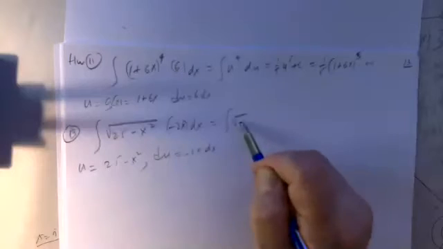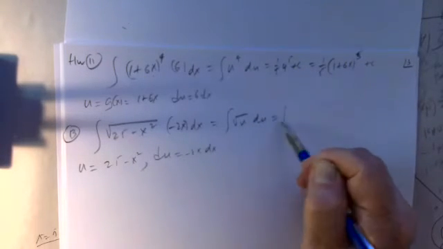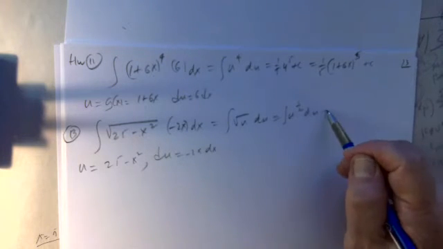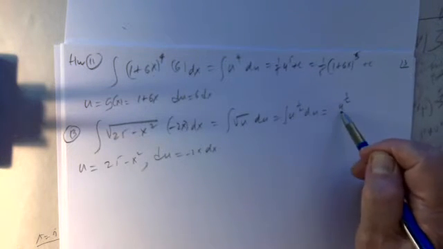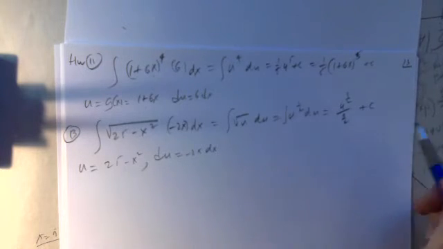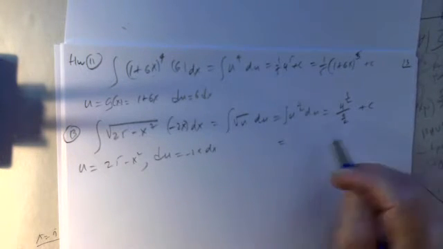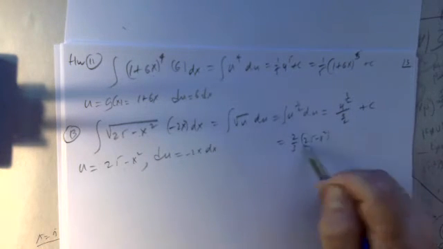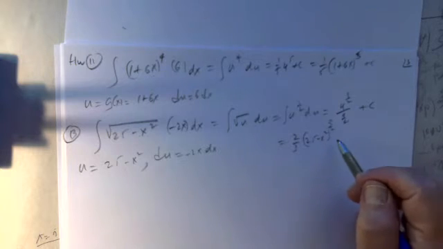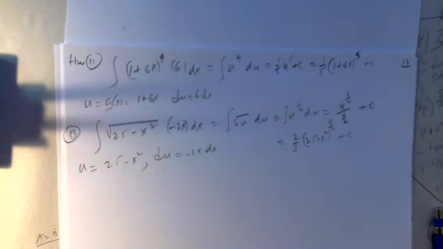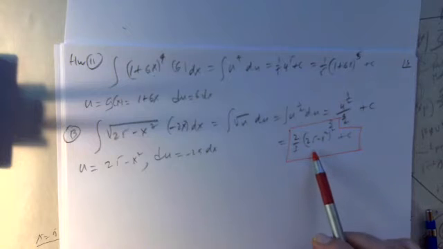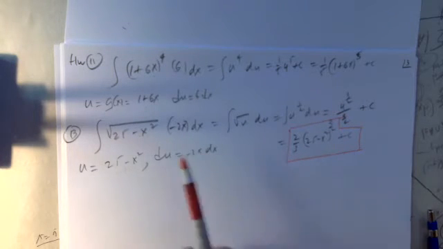So this becomes the integral of the square root of u du, or the integral of u to the 1/2 du. You add 1 to a half, you get 3/2. So that's u to the 3/2 over 3/2 plus a constant. 1 over 3/2 is 2/3, so it's 2/3 (25 minus x squared) to the 3/2 plus a constant. So that's the answer. And you differentiate this, and you get that.